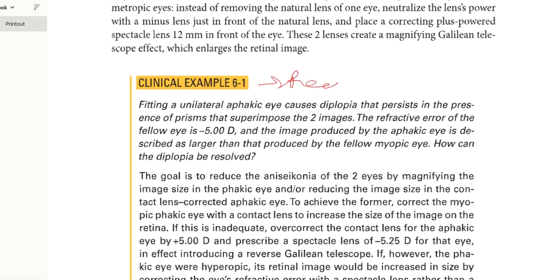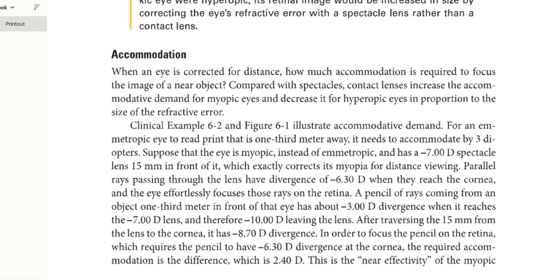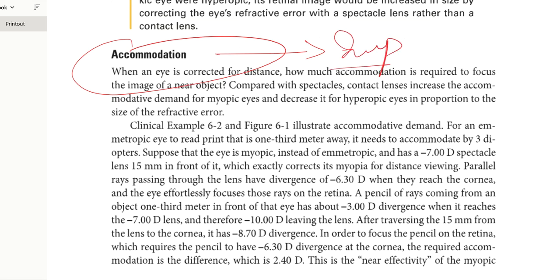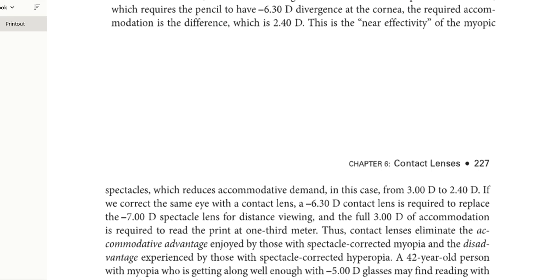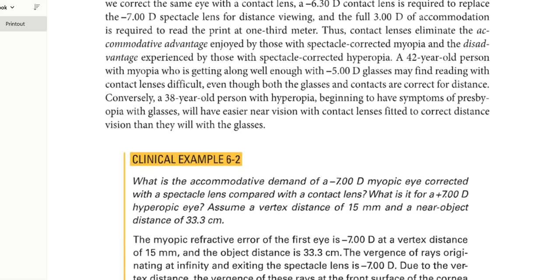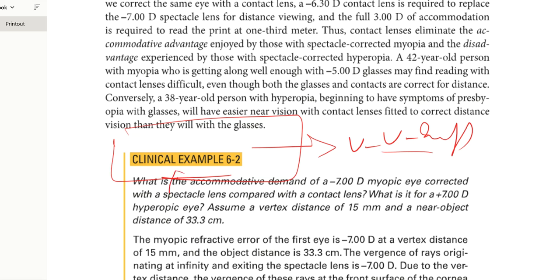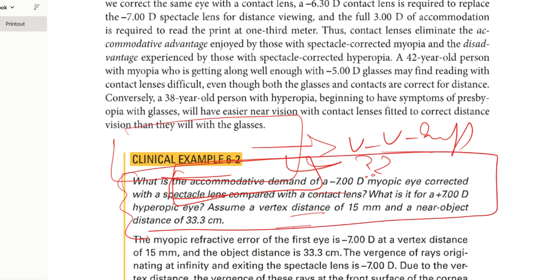Just read this example. Accommodation is very important. Okay. The accommodation topic is also present in other units, so correlate all these points written in other units. This is a very important example. Accommodative demand. This will be asked. What is the accommodative demand? The scenario will be given, and you can get 2 to 3 questions about the accommodative demand. So please be ready.